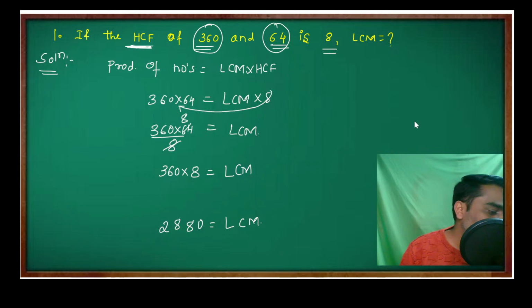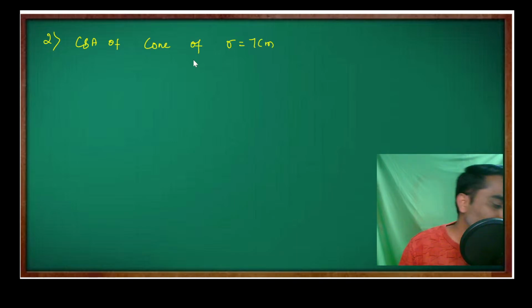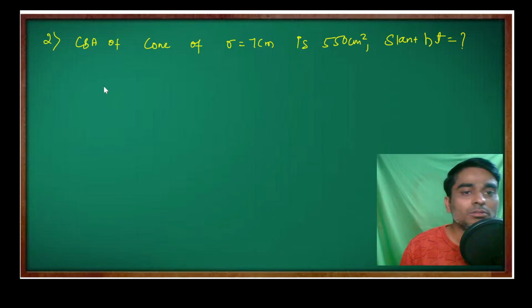Okay. Next question, question number 2. The CSA of a cone of radius 7 centimeter is 550 centimeter square. Find the slant height. Slant height equal to question mark.